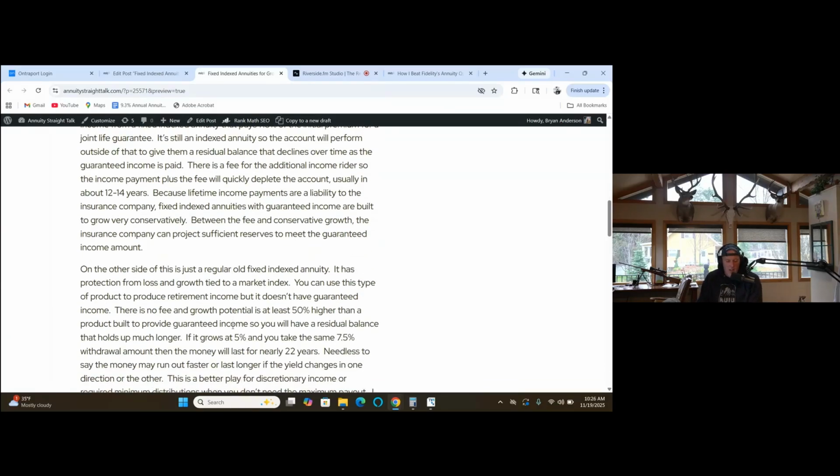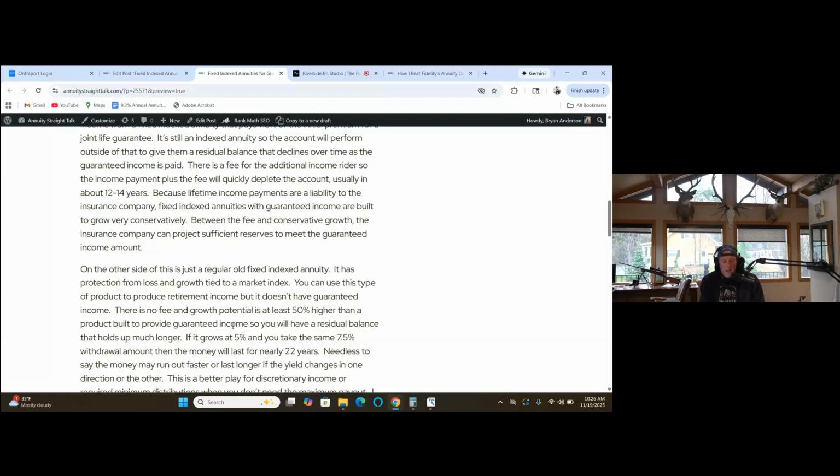On the other side, or at the base of this, is just a regular old fixed index annuity. It has protection from loss and growth tied to a market index. You can use this type of product to produce retirement income, but it doesn't have guaranteed income. You don't have that high level guaranteed payment regardless of what the market does over the next 20 years, right?